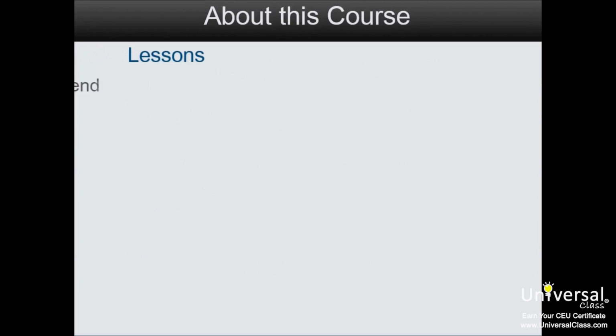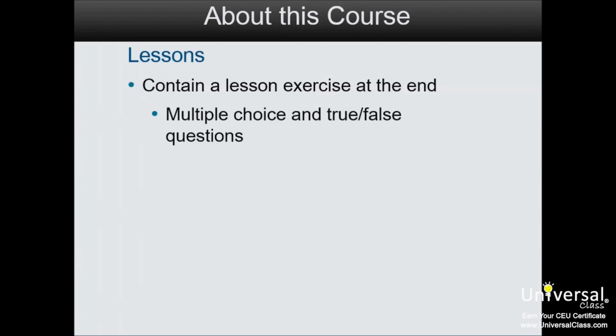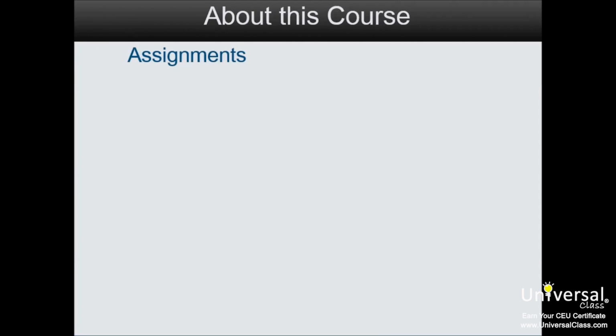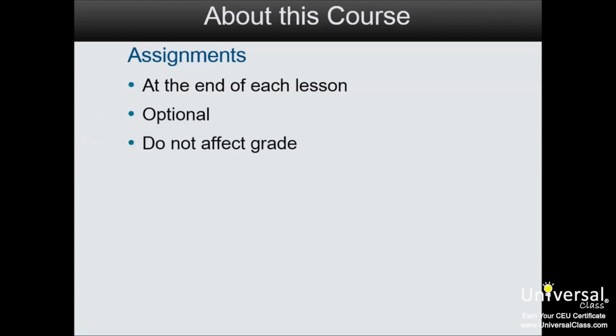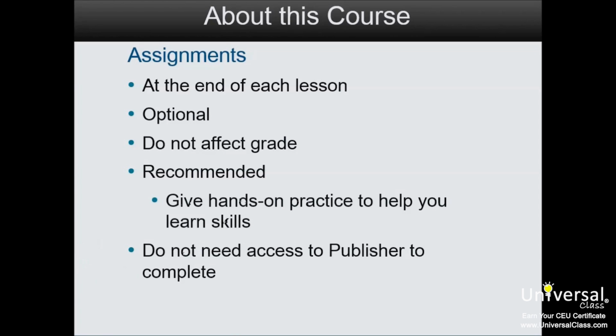Each lesson contains a lesson exercise at the end that contains multiple choice and true-false questions. These exercises make up your course grade and are required to be completed. You'll also find a lesson assignment at the end of each lesson. These are optional and do not factor into your course grade. However, if you have access to Publisher 2013, it's highly recommended that you complete them. The assignments were created to give you hands-on practice utilizing the skills you learned in the previous lesson. You don't need to access Publisher 2013 to successfully complete this course.